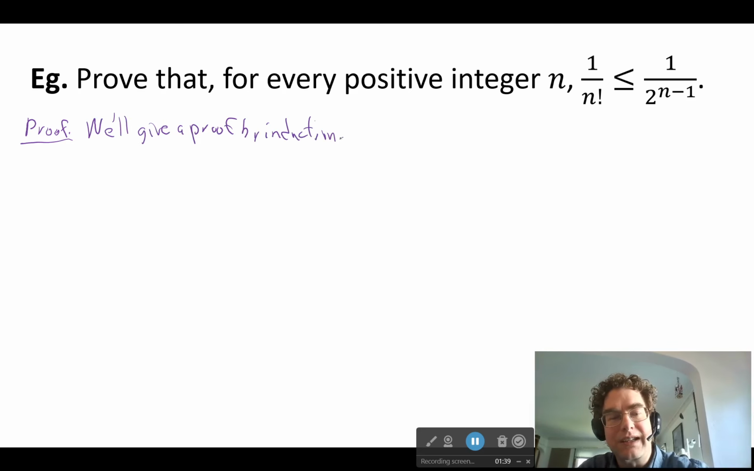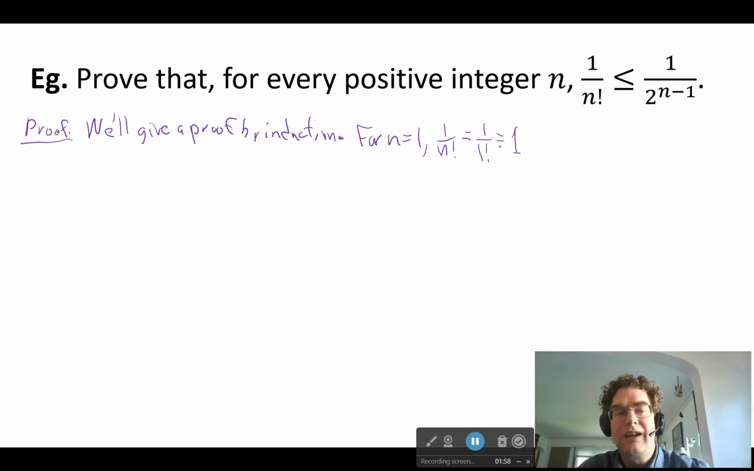Once again, we're looking at Z plus as our domain here, which means that our base case is n equals 1. So for n equals 1, looking at the left side, 1 over n factorial is equal to 1 over 1 factorial. 1 factorial is just 1, so we get 1. Then we take a look at the other side, 1 over 2 to the n minus 1. That'd be 1 over 2 to the 1 minus 1, which is 1 over 2 to the 0, and that's going to be 1 as well.